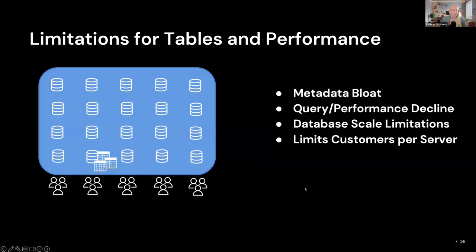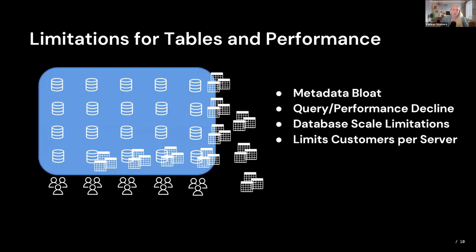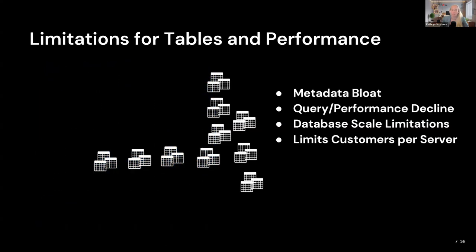Customer A has, let's say, 100 tables, customer B has 100 tables, customer C, and we quickly reach the limits of what traditional databases can hold. Why? Because the table limits exist. There is metadata bloat that causes performance to lag when all of the table information is in the metadata. Query performance declines as the database scales, we're at a hard limitation for most databases, and it limits the number of customers we can have per server before it's overloaded and has serious issues.